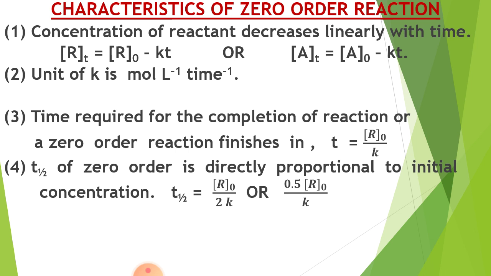Then the t half of a zero order reaction is directly proportional to the initial concentration. So t half, meaning half life, can be calculated like this: R naught divided by 2k, or you can write it like this, 0.5 R naught divided by k. That indicates the t half of a zero order reaction is directly proportional to the initial concentration of the reactant. So you have to know these four properties of the zero order reaction, which are beneficial to solve questions in board examinations and also competition examinations.